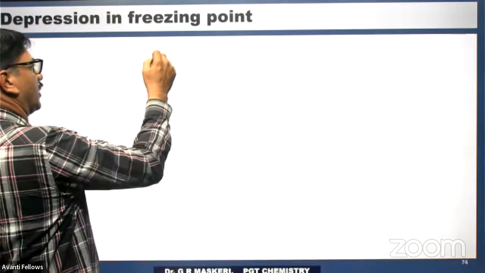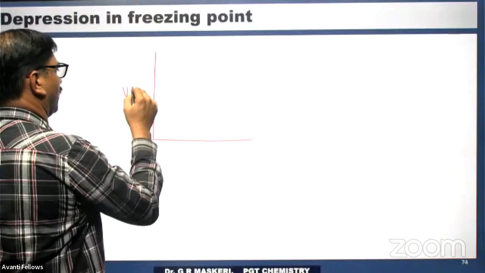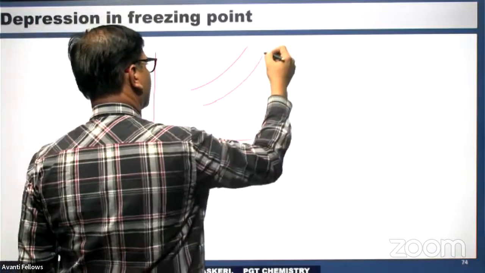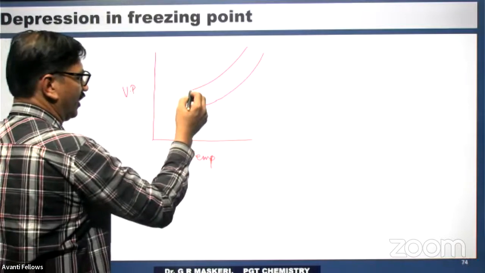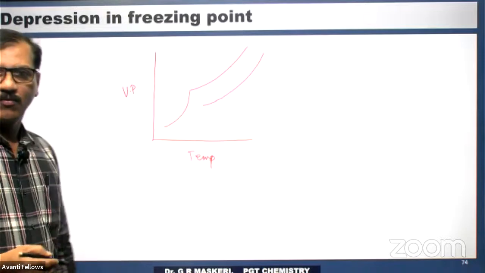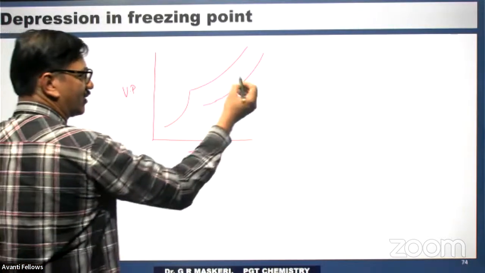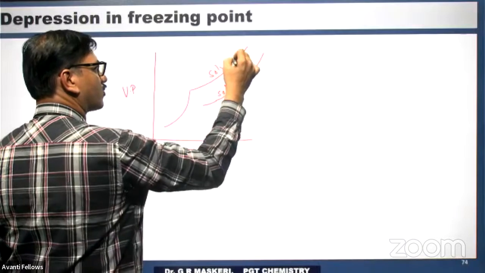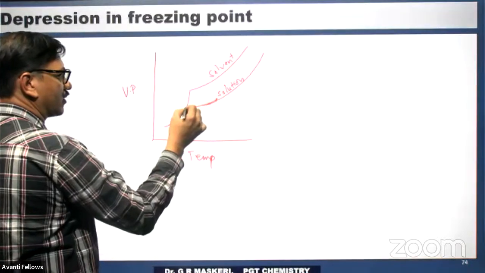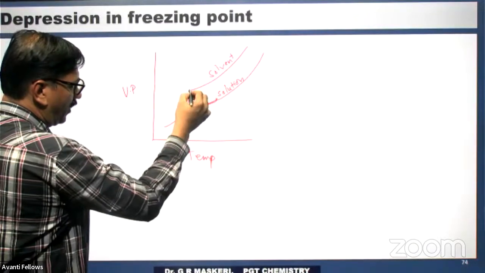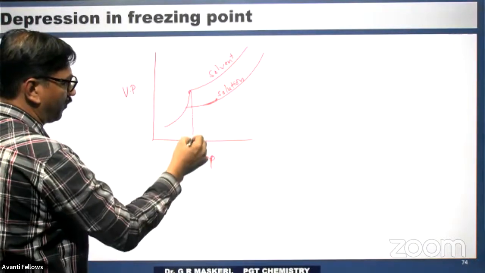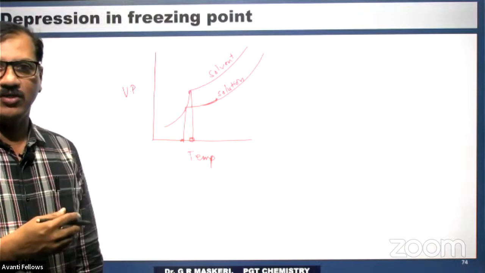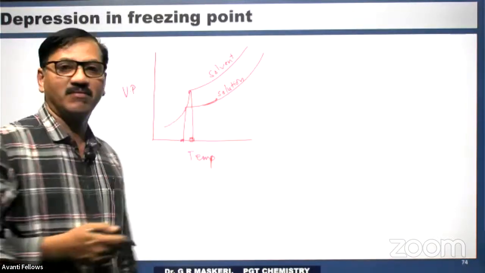In the same way, we can also have depression in freezing point. The vapor pressure versus temperature graph in the liquid state is like this. The vapor pressure curve in the solid state is different. This is for the solution and this is for the pure solvent. When the pure solvent freezes at this point, the solution freezes at this point, at a little lower temperature than that at which the solvent freezes.